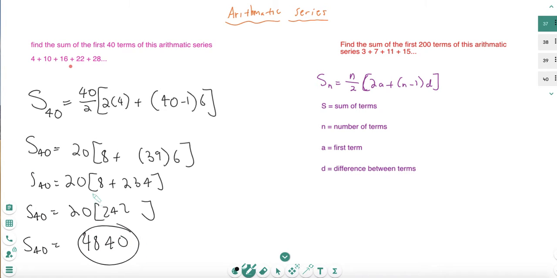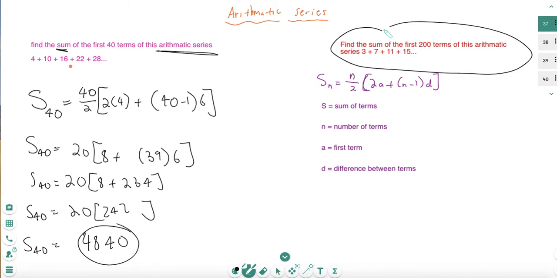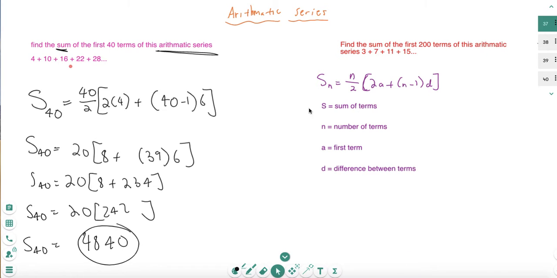So the first 40 terms of this sequence add up to 4,840. That's it, guys. When you're asked to find the sum of an arithmetic series, just use the formula, plug in what you know, and see what comes out, all right? Easy as that. And you can try this question over here. Next question. I might have to copy out this formula.